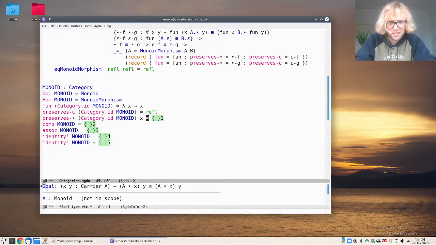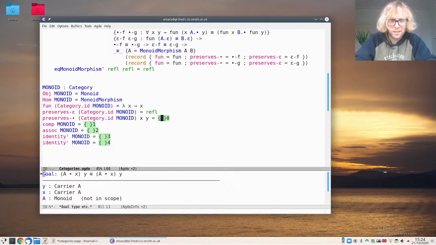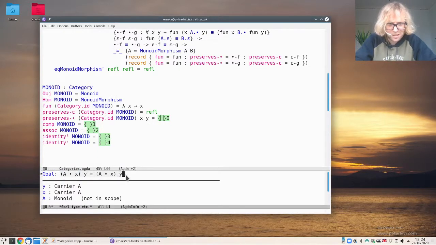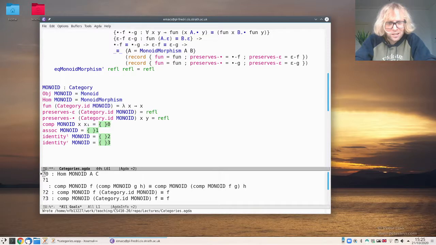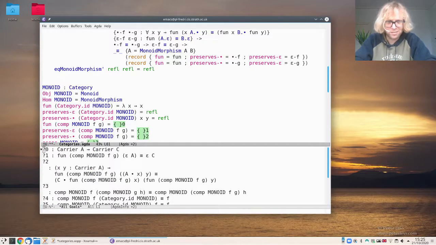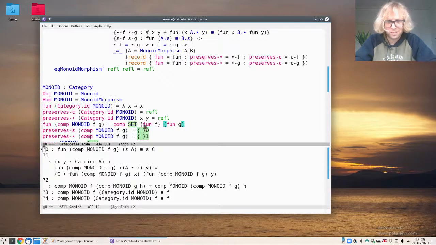And here, if I take an x and a y, it's a little bit hard to read because Agda is not very good at printing parameterized things, but we see that these are in any case the same on both sides. So refl works again. Okay, for the composition it's the same thing. We have to compose two functions f and g, and then we have to give the underlying function. So this is going to be the composition in Set of the underlying function of f and the underlying function of g. It's just composing the functions, and then I have to prove that it preserves things.